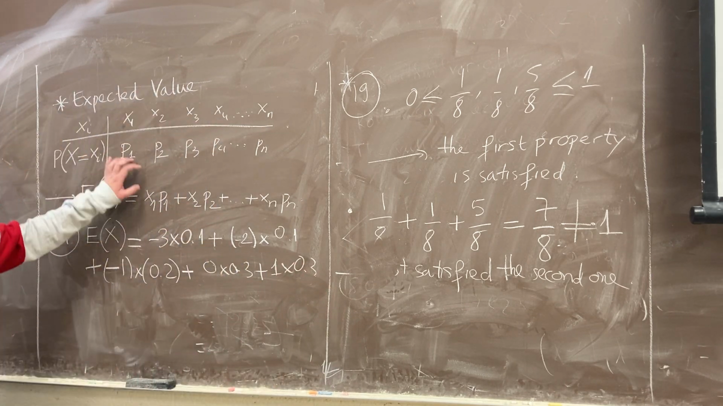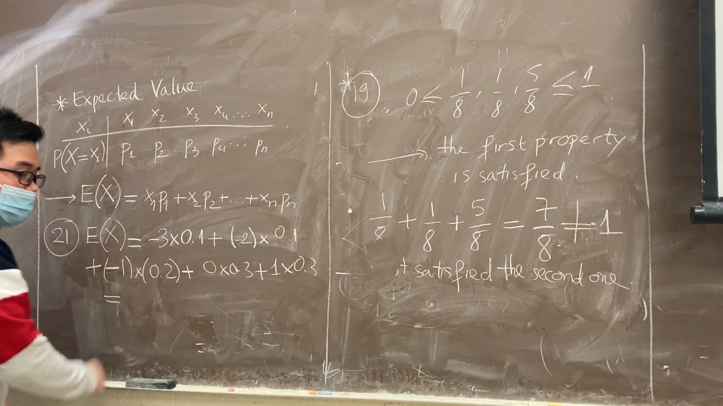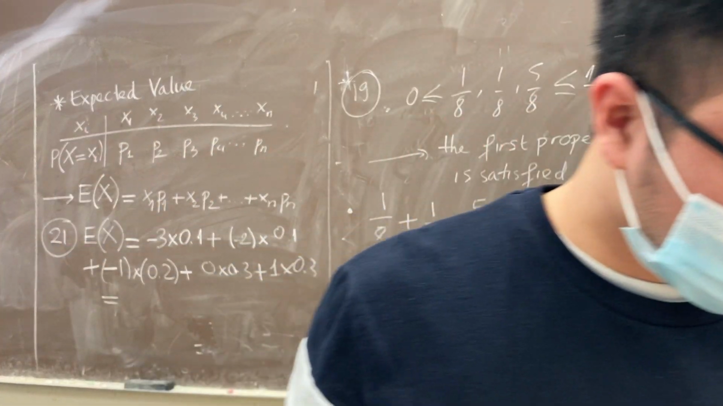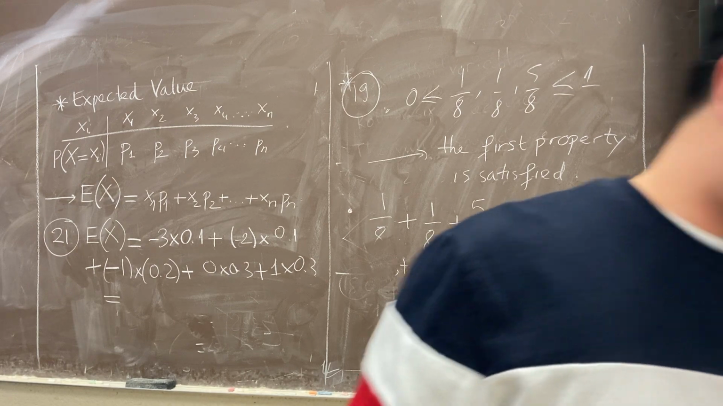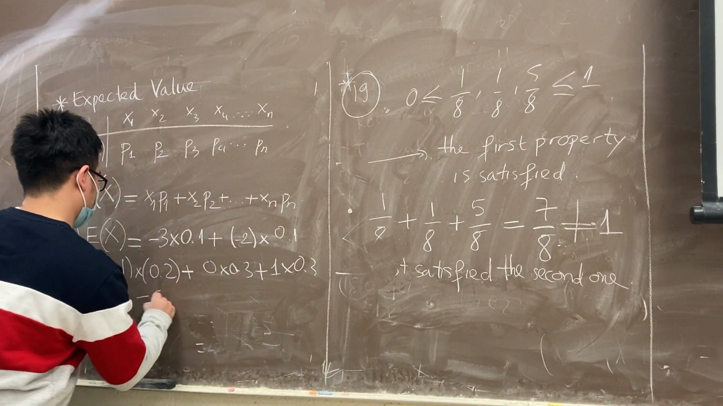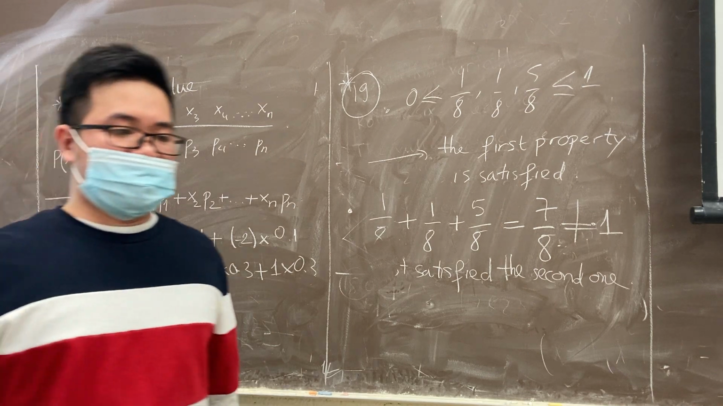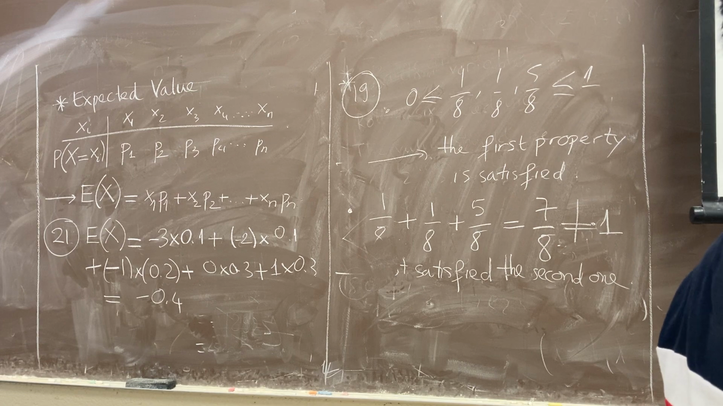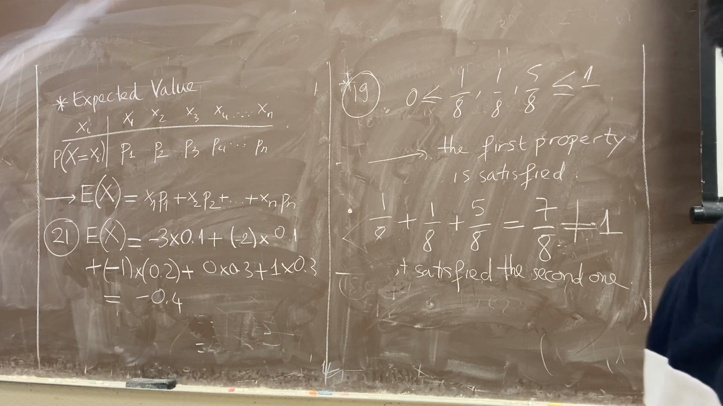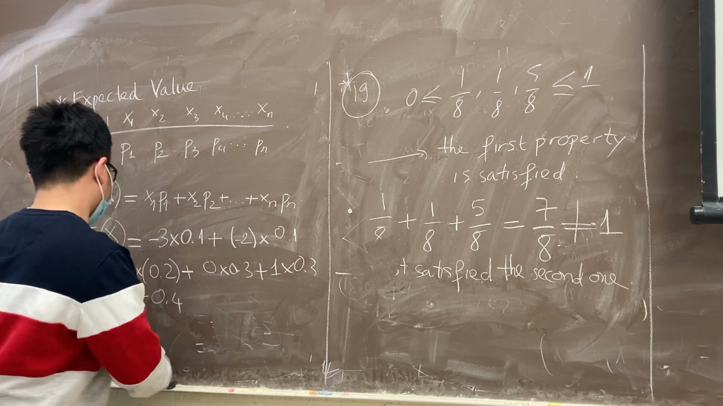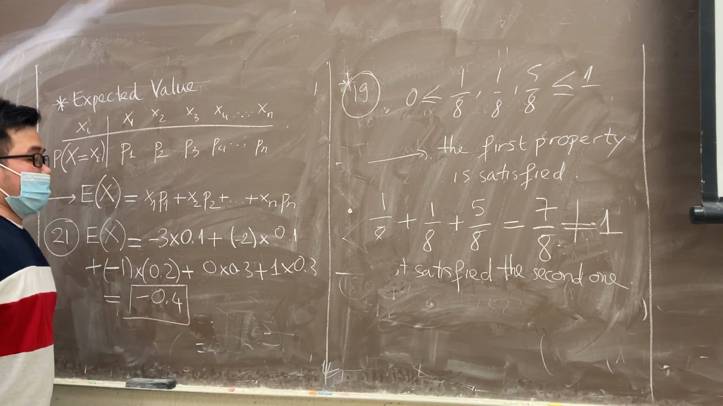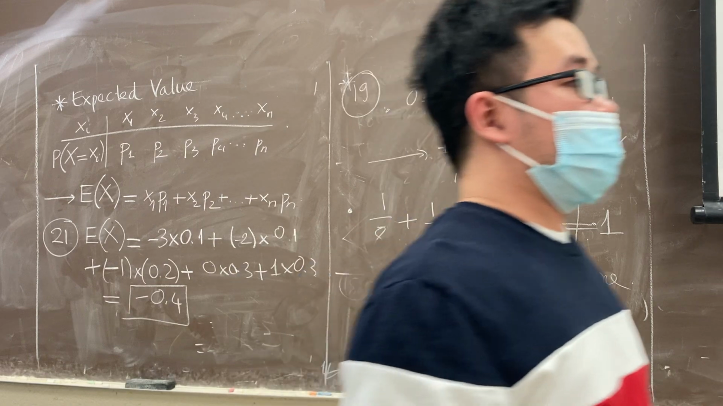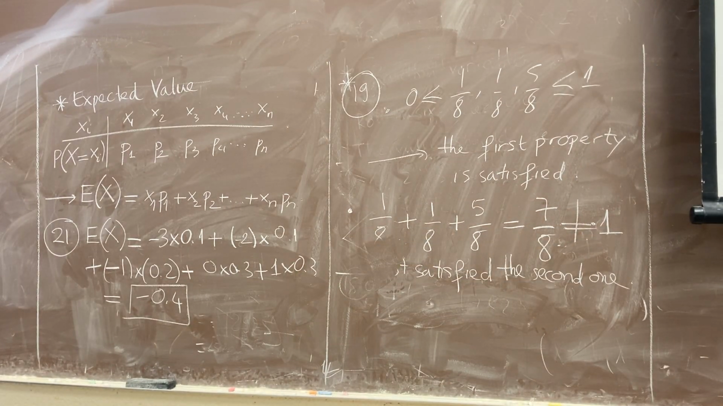Okay, I apply this formula, and after that I will get the result here, which is -0.4. So the expected value says that you will get approximately this value, -0.4, in the future when you do the experiment a lot of times. So the expected value can help you to choose which is the better plan.